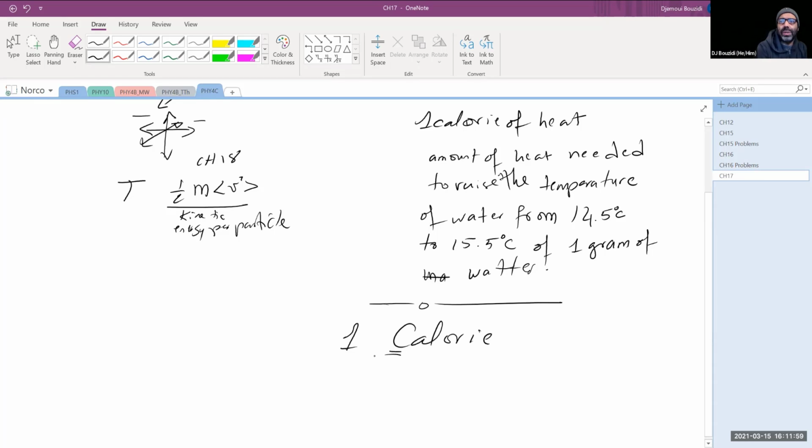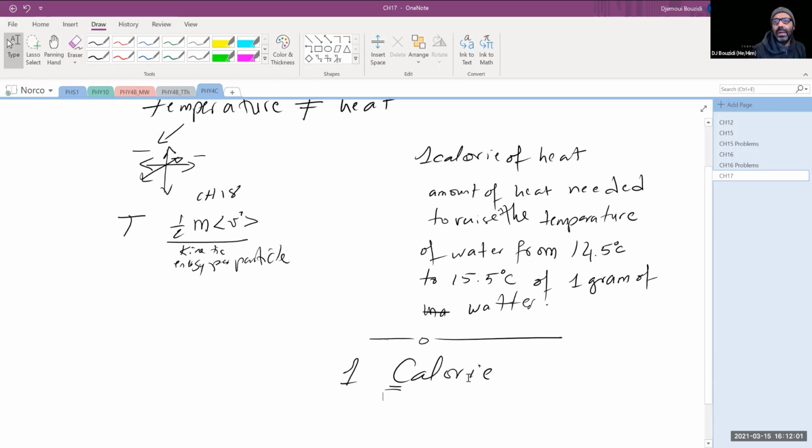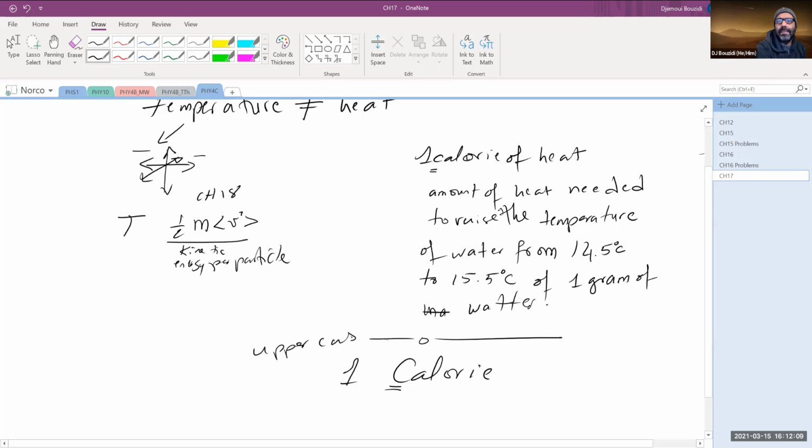I want to bring your attention to the way C is spelled in here. In this case, it's lowercase. In this case, it's uppercase. That's all. So this is uppercase C, and this is lowercase c. Okay, that's the difference between the two. Again, 1 calorie of heat.